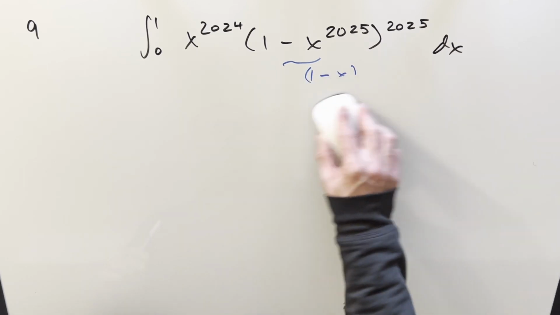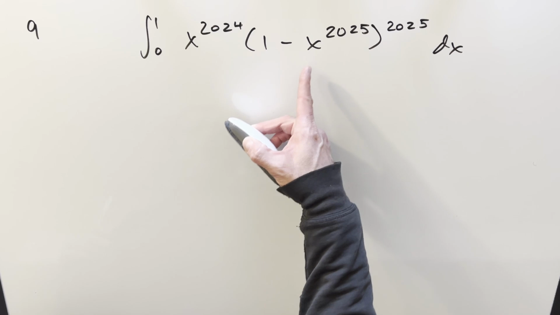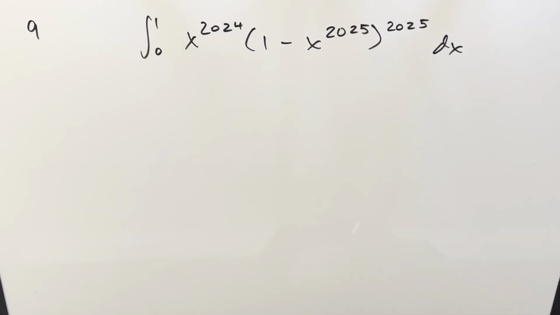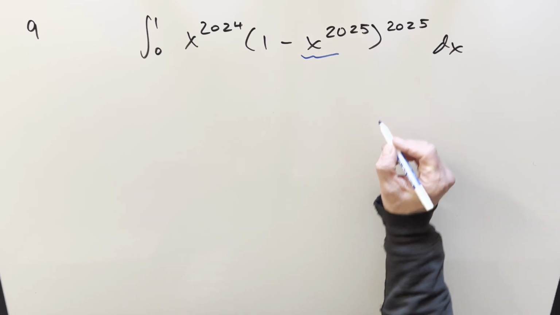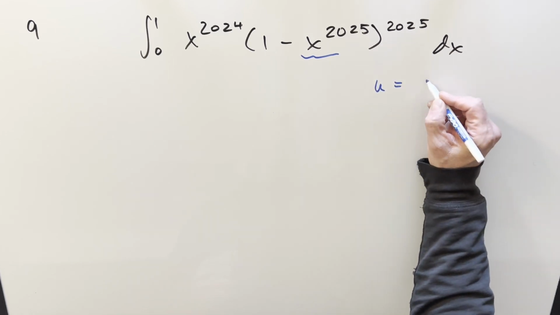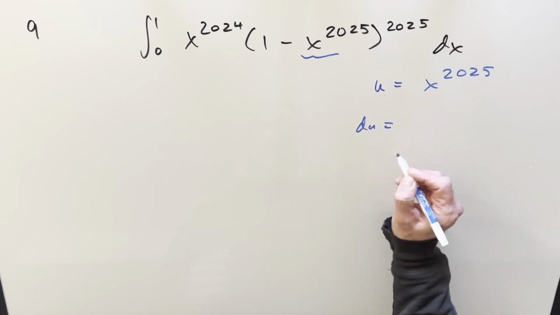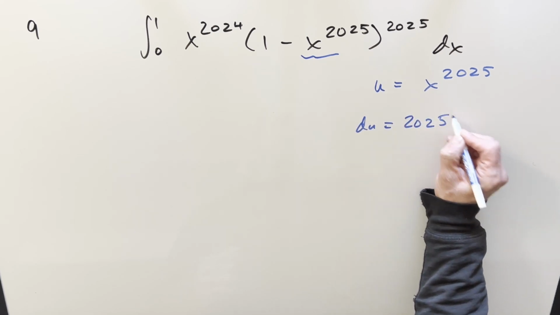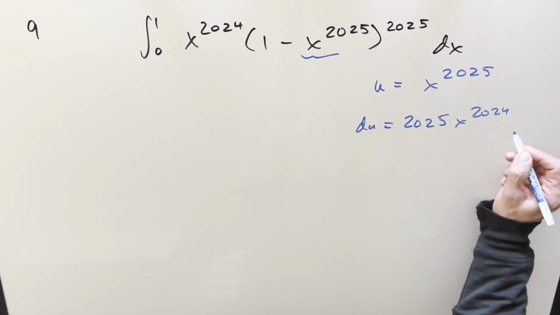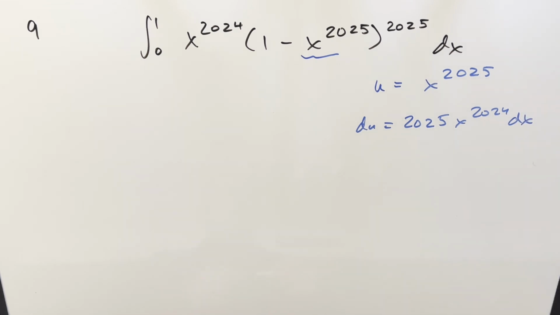So I think what I'll do is the 2 other methods I have in mind. One of them is getting it looking like the beta function that we're more familiar with. So in order to do that, all I need to do is a u substitution for this. So we'll set u equal to x to the 2025, take a derivative, power rule, we get 2025x to the 2024 dx.